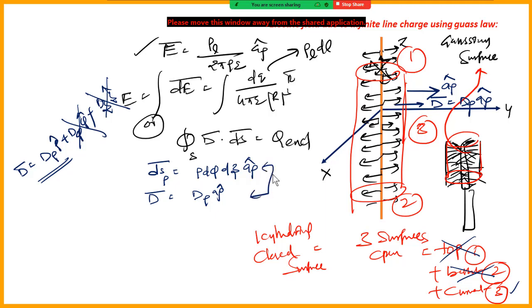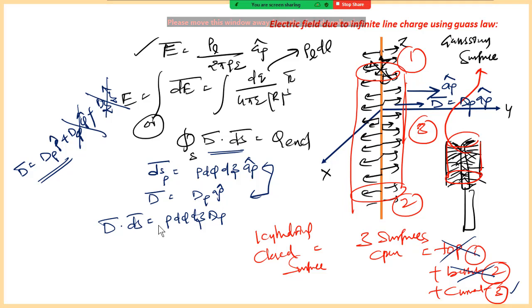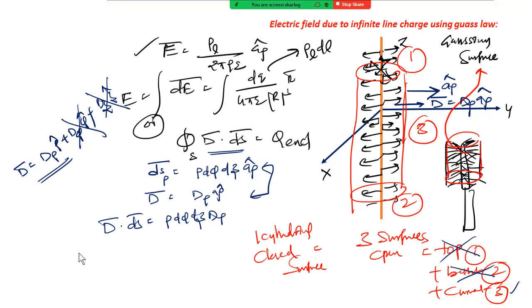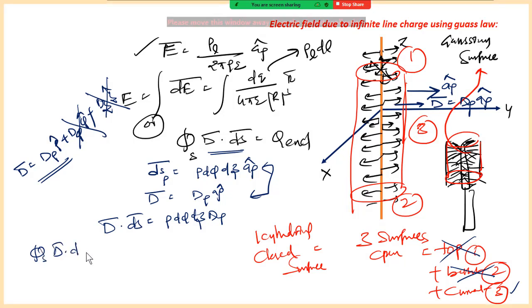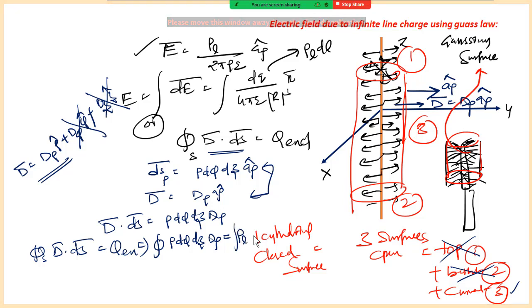Now if you perform the dot product between these two, what will you get? D bar dot dS bar is equal to rho d phi dz and D_rho, like this you will get. Now you apply this everything. So the closed surface integral of D bar dot dS bar is equal to Q enclosed. On the left side we have the closed surface integral of D_rho rho d phi dz, equal to the charge. We are working with line charge, that means rho_L times the line integral of dz, because that is oriented in the z direction.